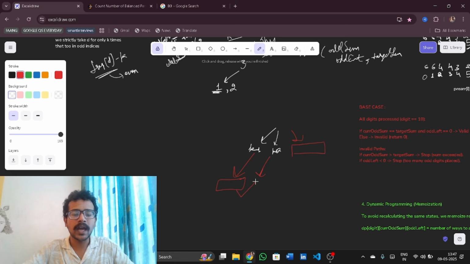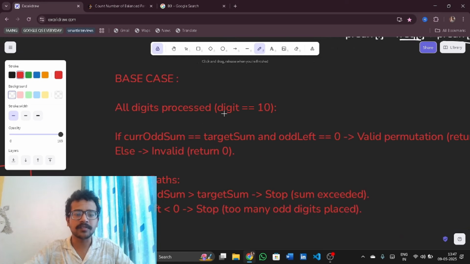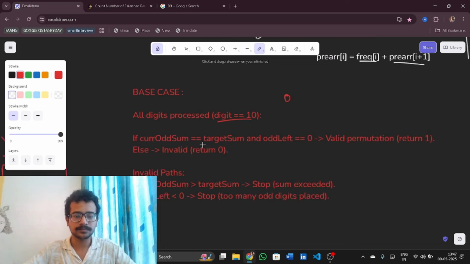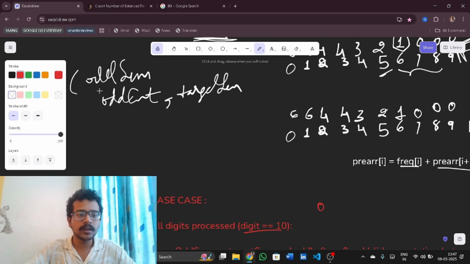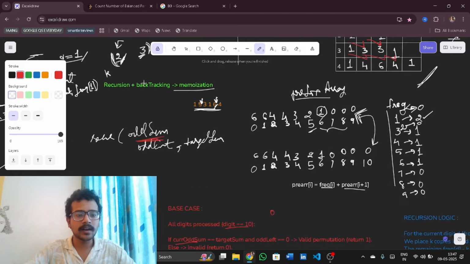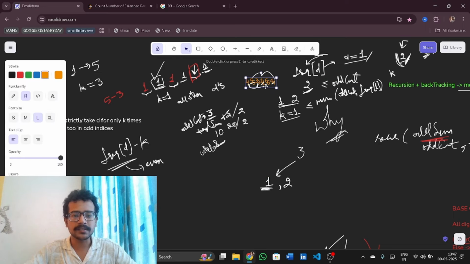So why do we need to calculate the same thing again? The base case is when the digit is equal to 10. I'll be starting from 0 and going till 10, just increasing the digit. When it touches 10, the current odd sum is nothing but the odd sum which we got. Now, if I take a look at a recursion table, you can understand the base case.